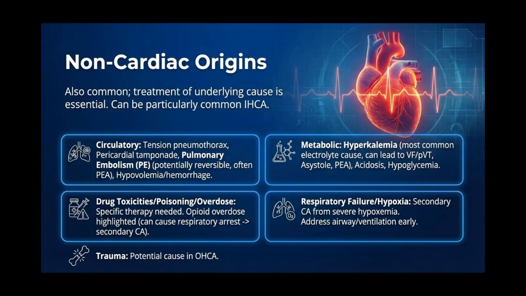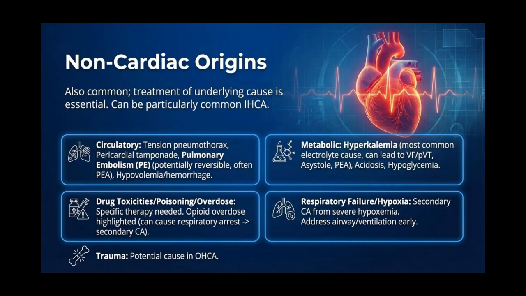For instance, conditions such as tension pneumothorax, pericardial tamponade, pulmonary embolism, and hypovolemia or hemorrhage play a significant role. Pulmonary embolism, in particular, is recognized as a potentially reversible cause of shock and cardiac arrest. Pulseless electrical activity is a common rhythm seen in cardiac arrests related to pulmonary embolism.